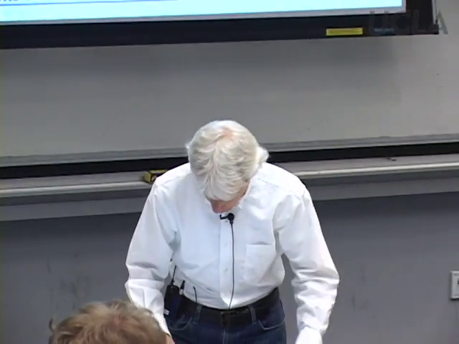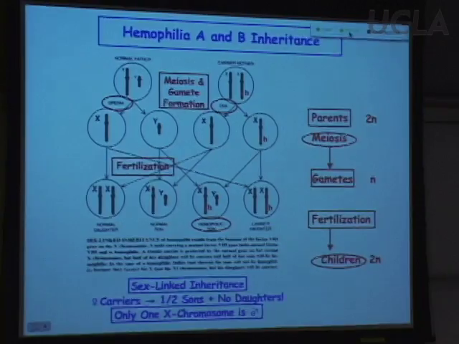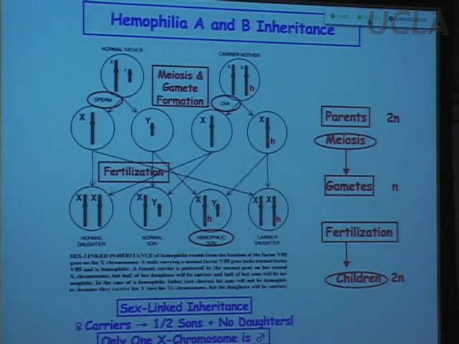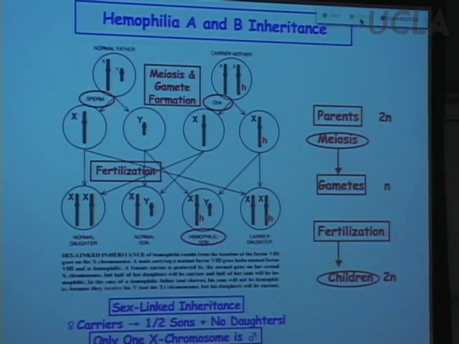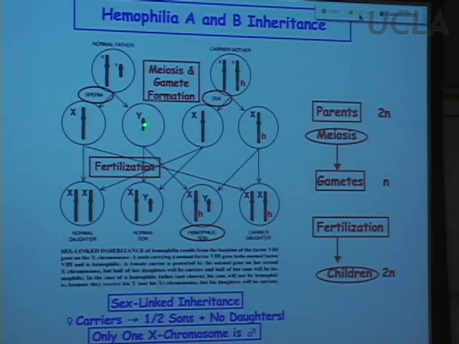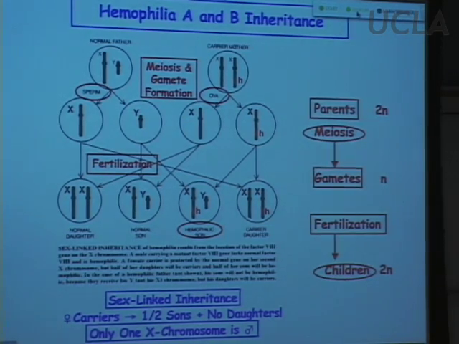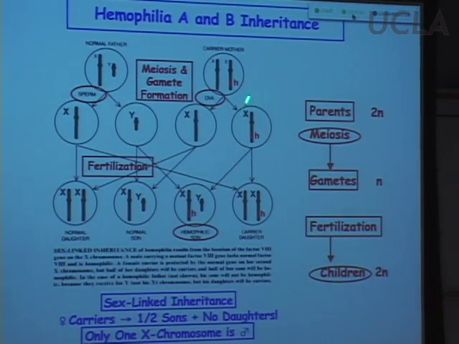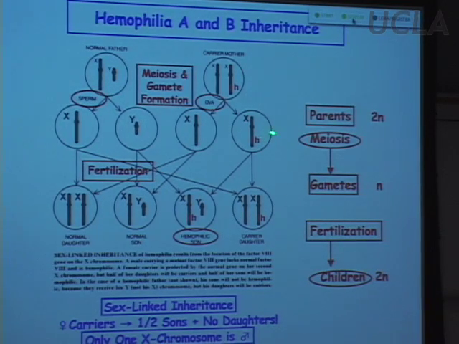Okay, let me move forward. So there's the inheritance of the hemophilia gene. I'm not going to go into it. It's sex-linked. You can look at that. But if you look at those chromosomes and how they're distributed in this process of gamete formation, you notice that the Y chromosome goes into one sperm, the X chromosome into another. These two X chromosomes go into two different eggs. Notice one of the eggs has the hemophilia mutant gene because the mother was a carrier.